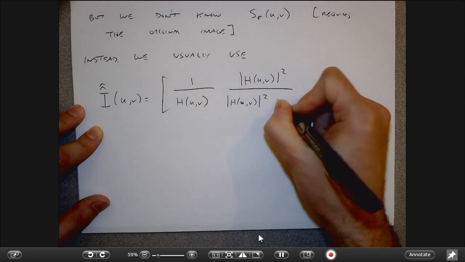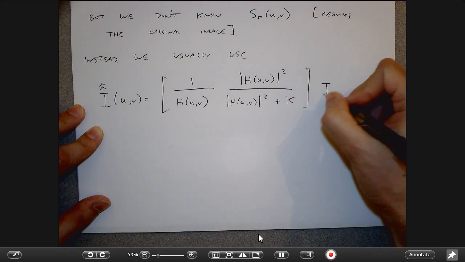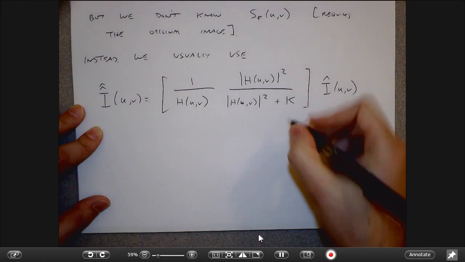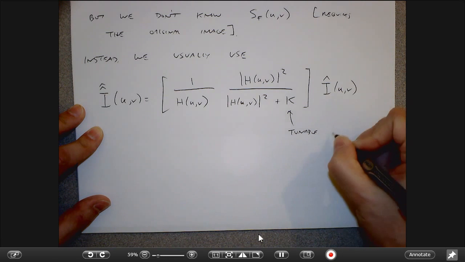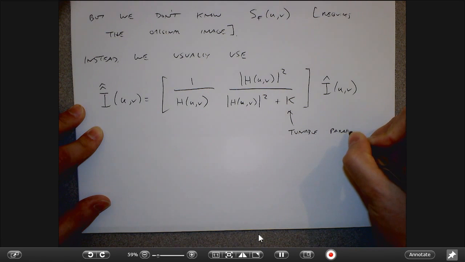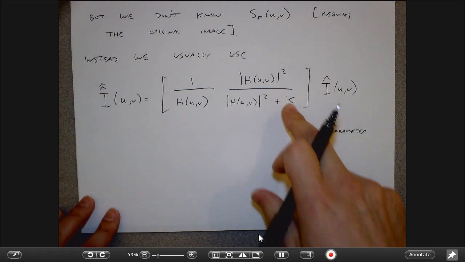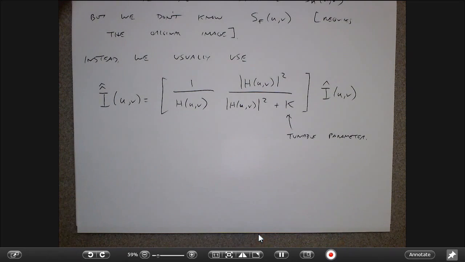I usually have this tunable parameter, which I'm just going to call K here. And so K is a tunable parameter that's related to my estimate of the signal-to-noise ratio. And I tune this to give me a good result. And so the Wiener filter can do a surprisingly good job of improving images that are both noisy and blurry.